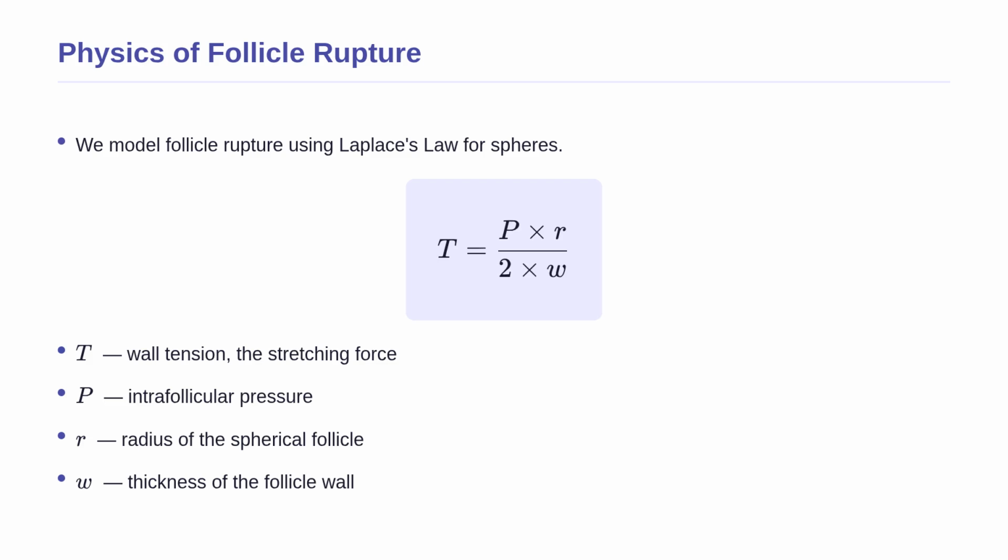To truly understand how this gentle rupture happens, we can look at the physics of spherical vessels using Laplace's law. Conceptually, this formula explains how the tension in the wall of a sphere relates to the pressure inside, its size, and its thickness. T represents the wall tension, which is the force trying to tear the tissue apart. P is the outward fluid pressure. R is the radius of the follicle, and W is the thickness of the wall. Notice that if the wall thickness W decreases, the tension T will increase dramatically.